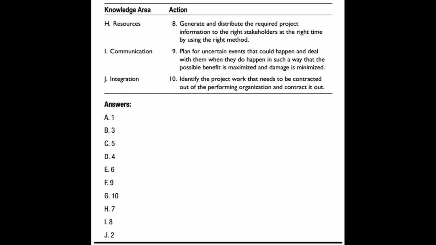H. Resources 8. Generate and distribute the required project information to the right stakeholders at the right time, by using the right method. I. Communication 9. Plan for uncertain events that could happen and deal with them when they do happen in such a way that the possible benefit is maximized and damage is minimized. J. Integration 10. Identify the project work that needs to be contracted out of the performing organization and contract it out.